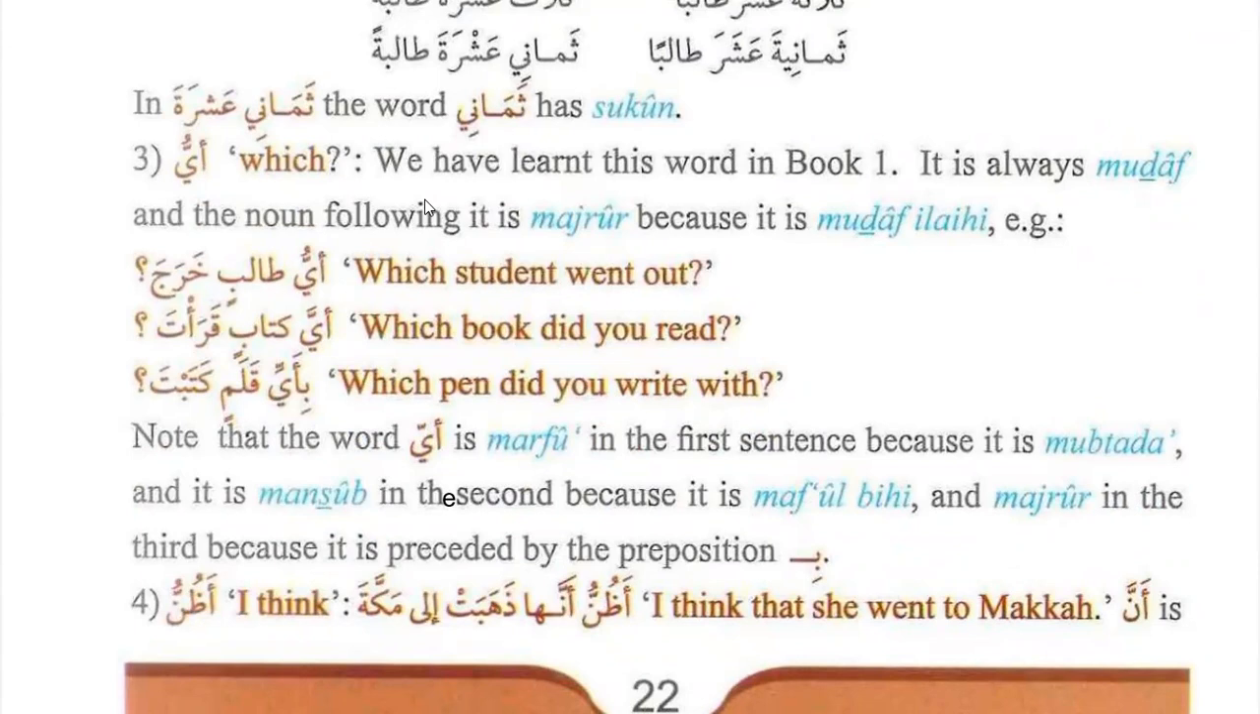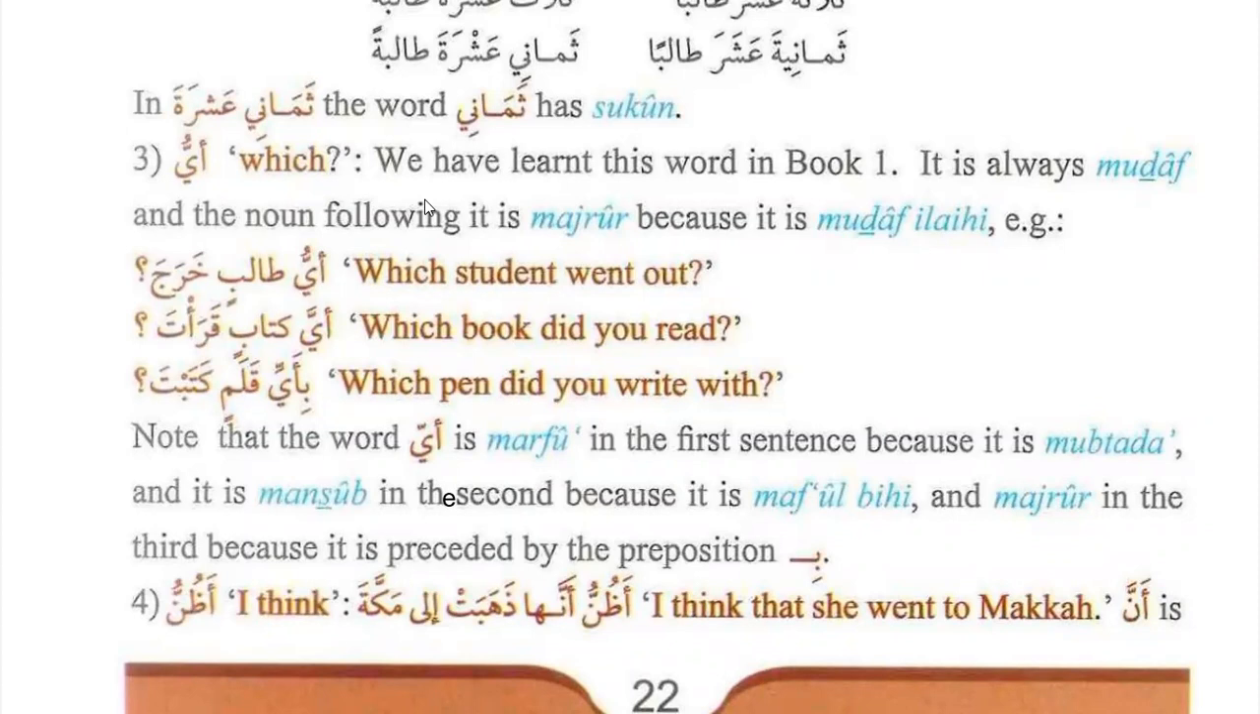Number 3, ayyu, which? We have learned this word in Book 1. It is always mudaf and the noun following it is majrur because it is mudaf ilaihi. Ayyu talibin kharaja? Which student went out? Ayya kitabin qara'ta? Which book did you read?